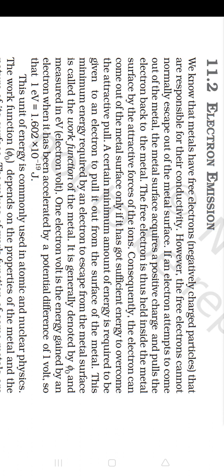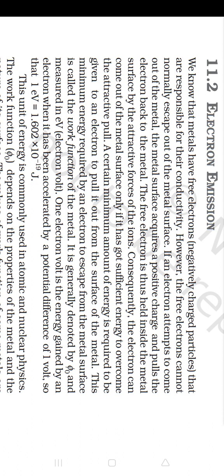Consequently, the electron can come out of the metal surface only if it has sufficient energy to overcome the attractive pull. A certain minimum amount of energy is required to be given to an electron to pull it out from the surface of the metal. This minimum energy required by an electron to escape from the metal surface is called the work function of the metal. It is generally denoted by phi naught and is measured in electron volt.